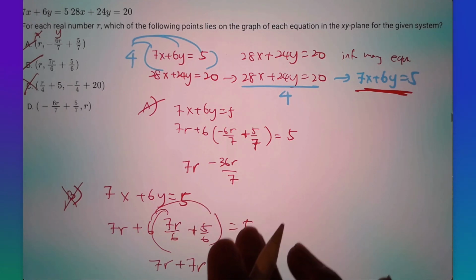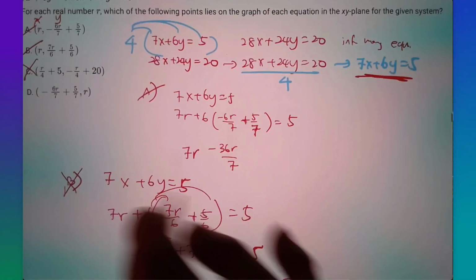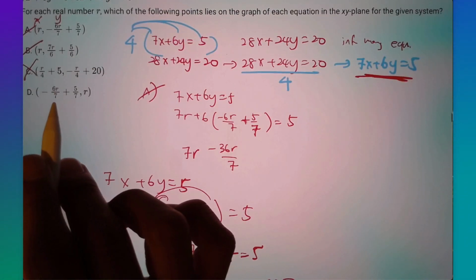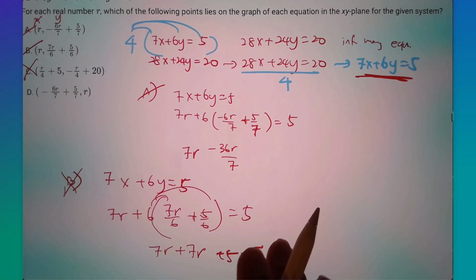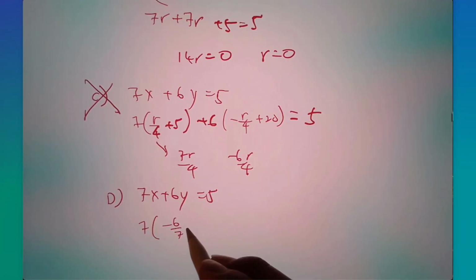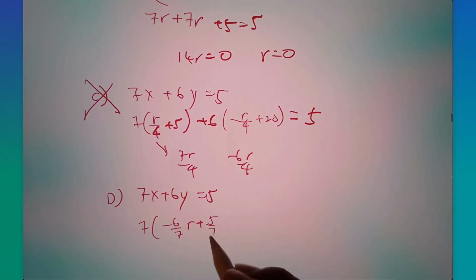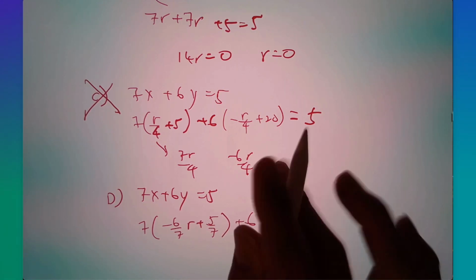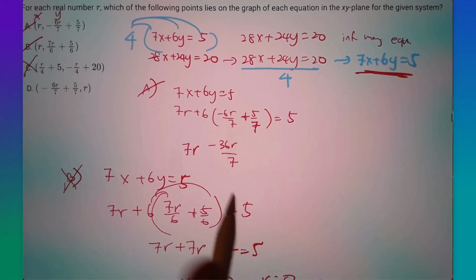Oh my gosh, okay. So negative 6r over 7 plus 5 over 7. Okay, I'm not kidding, it's 1:22 a.m. here. My short-term memory is not working well. Negative 6r over 7 plus 5 over 7. And 6 times what's y here? R. Okay, oh thank God.